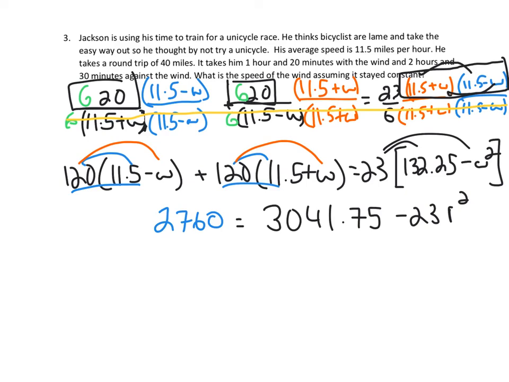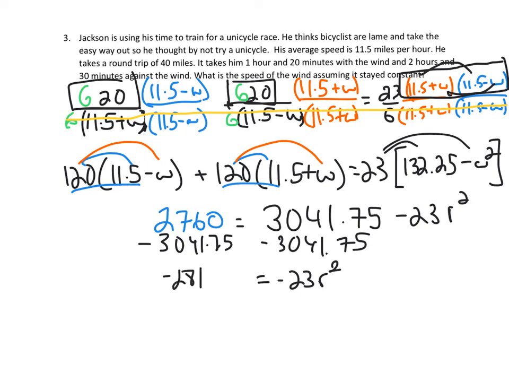So what I'm going to do is I'm going to subtract the 3,041.75 on both sides. I end up getting negative 23r squared. And on the left side, I'm going to get negative 281.25, I believe. I'm going to divide now both sides by negative 23. And if you do that in your calculator, you might end up getting something a little crazy. So I'm going to leave it as a fraction right now.